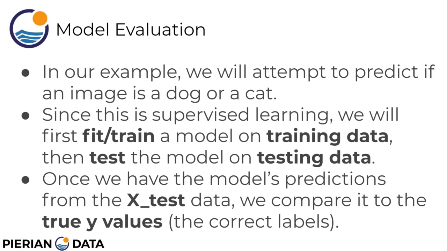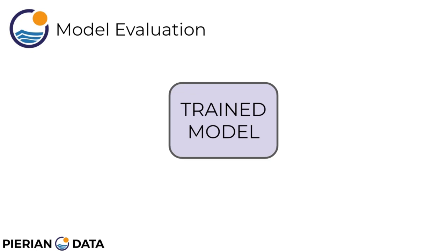Then, we're going to test that model on the testing data. So we're going to show new images that the model hasn't seen before, get the model's prediction, and then compare the results of the model prediction to the correct answer that we already know. So once we have the model's predictions from X test data, we compare it to the true Y values, the correct labels. So let's actually diagram this process out.